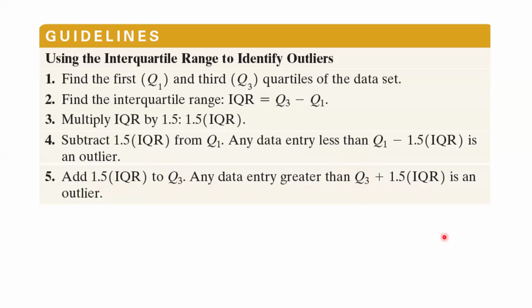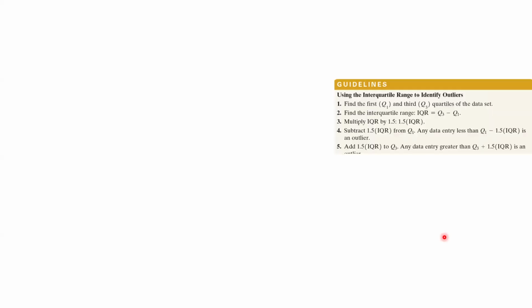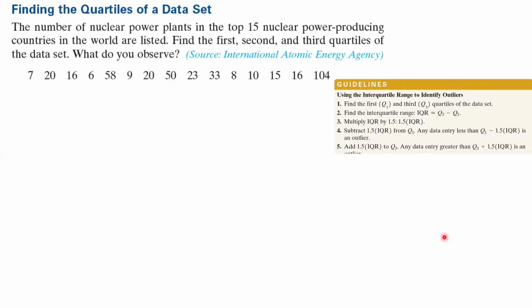Let us go back to our example and find outliers in the data set. So these are the steps that we're going to take. These are our guidelines. And this is the information about the number of nuclear power plants in the top 15 nuclear power producing countries. You're going to find outliers. You're going to say, hey, by eyeballing these data, it seems like 104 is the outlier here. But what are the steps here? What is the algebra behind this?